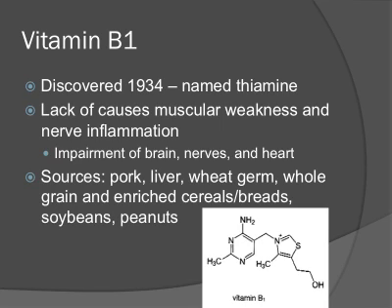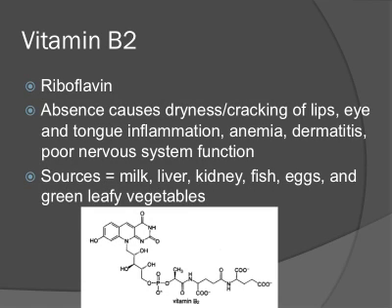And as you notice as we go through this, a lot of the vitamins are found in meats. So people that are vegetarians have to be really careful to make sure they're getting everything that they need. Vitamin B2 can be called riboflavin. If you're missing this vitamin, it can cause dryness or cracking of the lips. It can cause eye and tongue inflammation. It can cause anemia, dermatitis, poor nervous system function. And again, we can get this vitamin from milk, liver, kidney, fish, eggs, and green leafy vegetables. So you can see that a lot of these come from animal products.